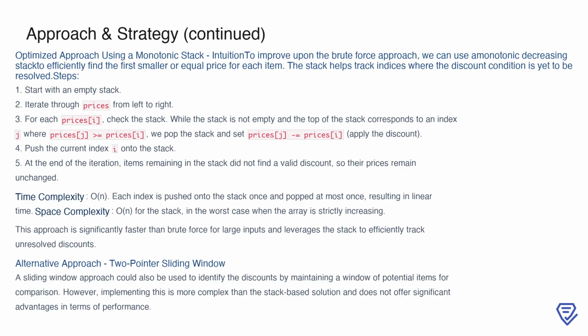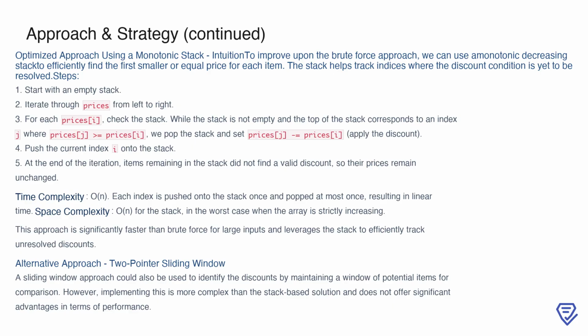Here's how it works. We start with an empty stack and process each price one by one. For the current price, we check the stack to see if it holds indices of earlier prices that are waiting for a discount. If the top of the stack corresponds to a price greater than or equal to the current price, we pop it from the stack and apply the discount by subtracting the current price. This ensures that each price gets resolved only once.